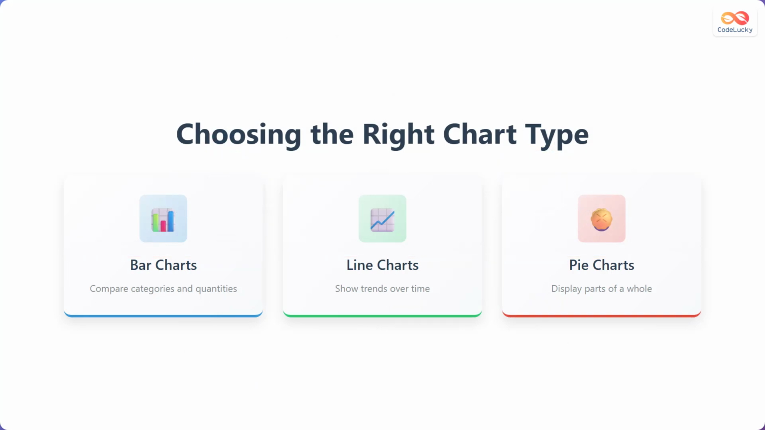Selecting the right chart type is crucial for effective data visualization. Bar charts are great for comparing categories and quantities. Line charts are best suited for showing trends over time. Pie charts are useful for displaying parts of a whole. Understanding the purpose of each chart type will help you communicate your data accurately and effectively.